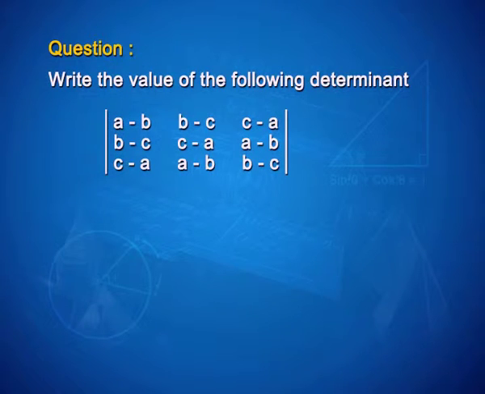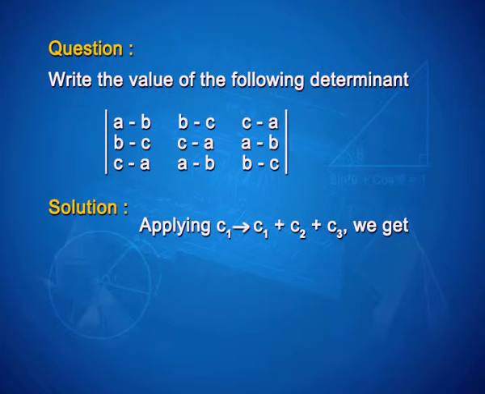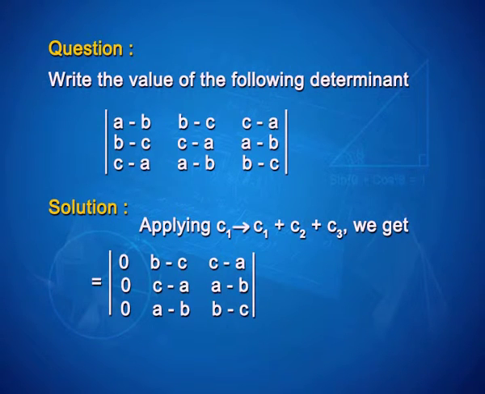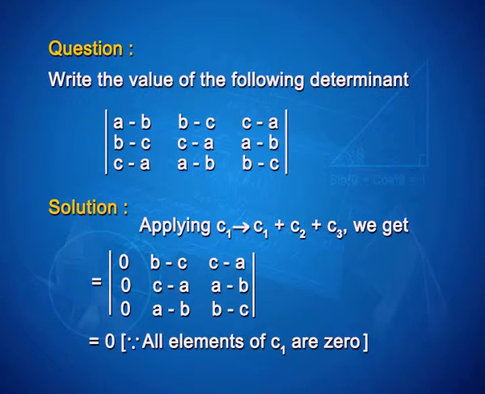Write the value of the following determinant: a minus b, b minus c, c minus a, b minus c, c minus a, a minus b, c minus a, a minus b, b minus c. For the solution, we apply C1 is obtained by adding the 3 columns C1, C2, C3. We get 0, b minus c, c minus a, 0, c minus a, a minus b, 0, a minus b, b minus c, that is equal to 0, since all the elements of the first column are 0.